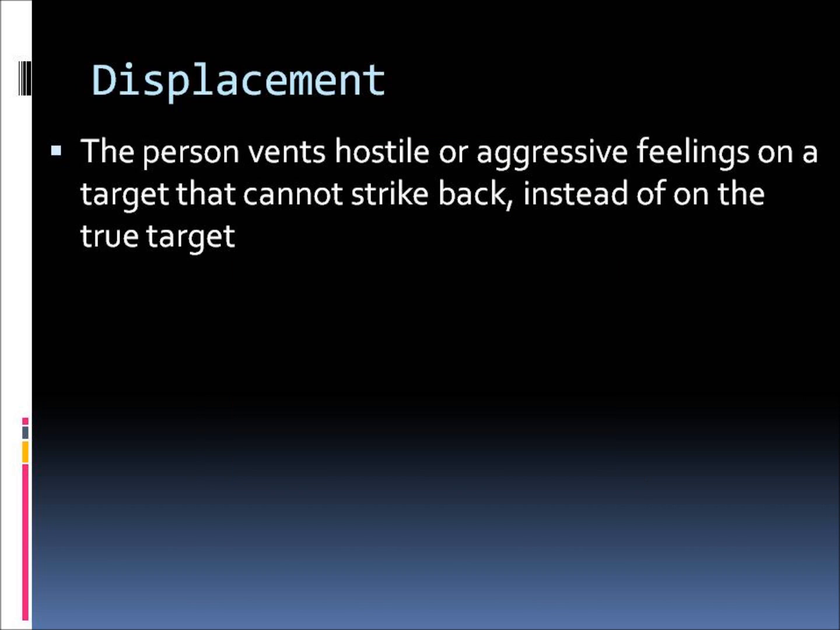Displacement is the last defense mechanism against avoiding dissonant information and occurs when a person vents hostile or aggressive feelings on a target that cannot strike back instead of on the true target. Despite the obvious costs of displacement, it almost always lets us preserve the image that we're in control and can't be pushed around by forces beyond our control.